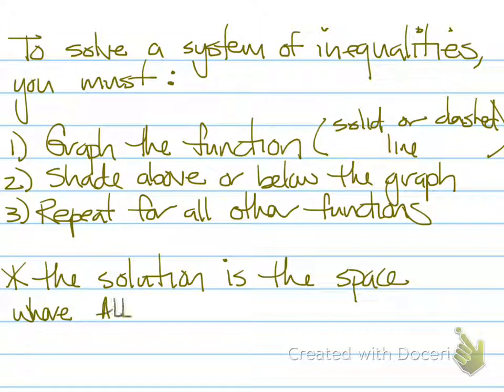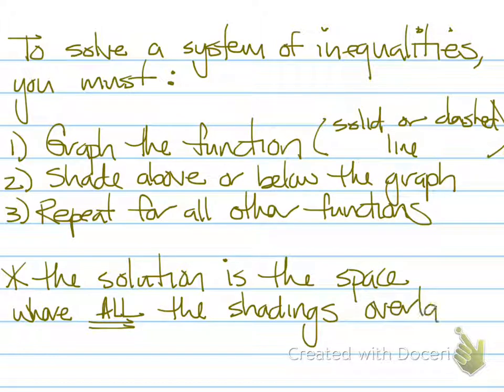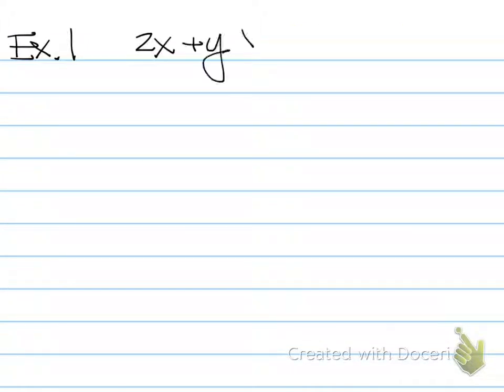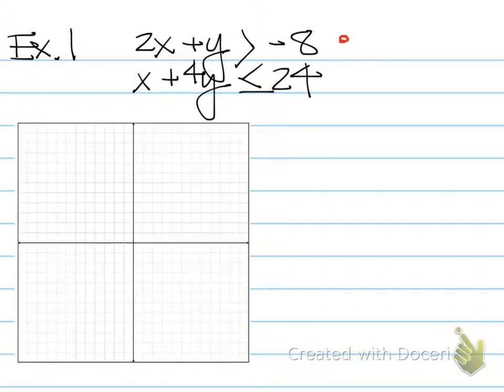And then once you have all that shading carried out, your solution is going to be where all the shadings overlap. All right, so let's take a look at an example. We've got two lines here in the graph and also in the work. I'm going to use red for the first inequality, and then I'm going to use blue for the second inequality.